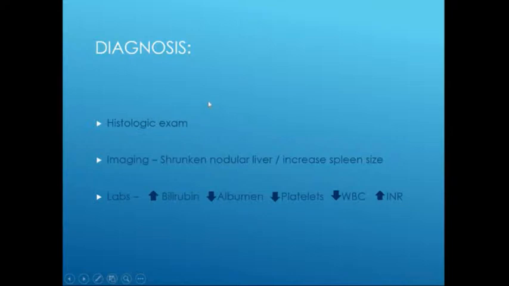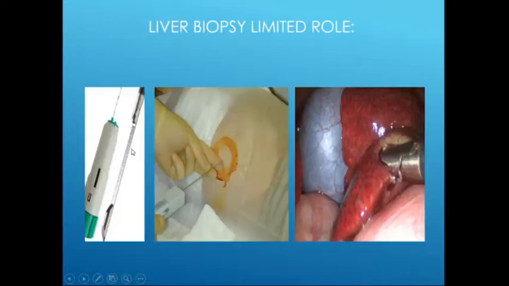So how do we diagnose someone that has cirrhosis or F4 fibrosis? Well, you can look at it histologically under the microscope, you can look at it by imaging, and as we all know, you'll see a shrunken liver with a large spleen size. And then serologically, tip-offs when you see somebody in your clinic this afternoon: the bilirubin may be high, the albumin may be low, the synthetic function, the platelets may be low, the white count low, and the INR high. Obviously, the platelets and white count are low because of possible splenomegaly, with the INR being high because of decreased synthetic function of the liver.